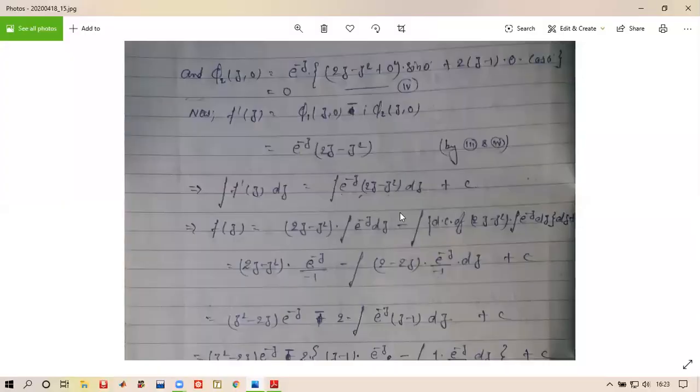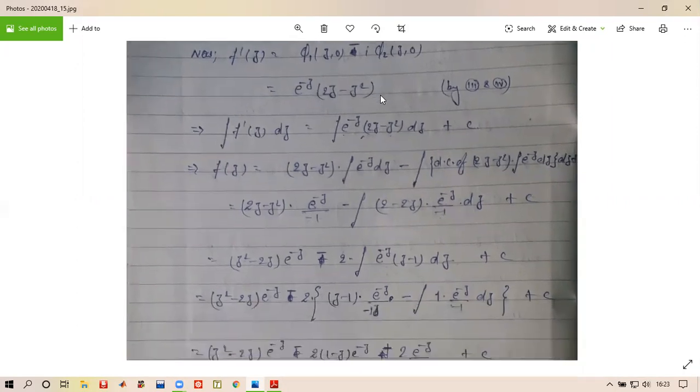Now similarly we can find the value of phi 2 z0 as earlier we found phi 1 z0. So phi 2 z0 is equal to 0. Here we put x equals z and y equals 0 as in the previous manner, and then find f prime z equals phi 1 z0 minus i phi 2 z0 with the help of Milne's method. Finally we get f prime z equals e to the power minus z (2z minus z square), because phi 1 z0 equals e to the power minus z (2z minus z square) and phi 2 z0 equals 0.